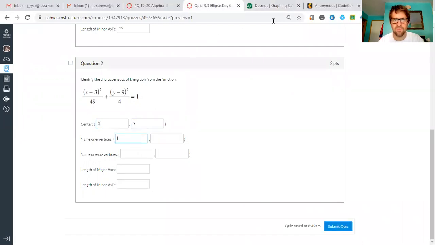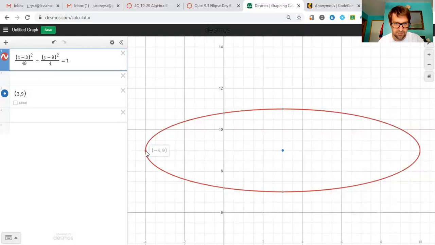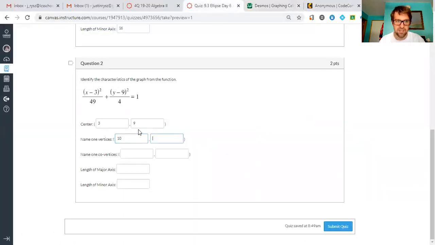All right, name one of the vertices. So the vertices are the furthest points away from the center on the ellipse. So in this case, it would be left and right. And actually, this is nice. If you click on it, it kind of stops and pauses there. So negative 4, 9 would be a vertex. Also, 10, 9 would be a vertex. Either one works as an answer. I'm going to put 10, 9 because that's the one I remember.